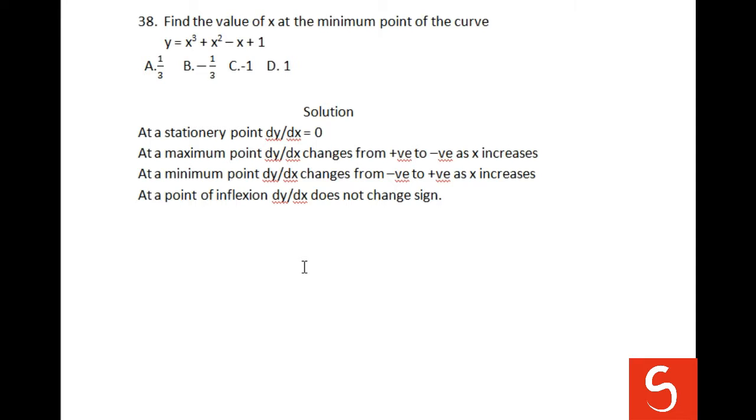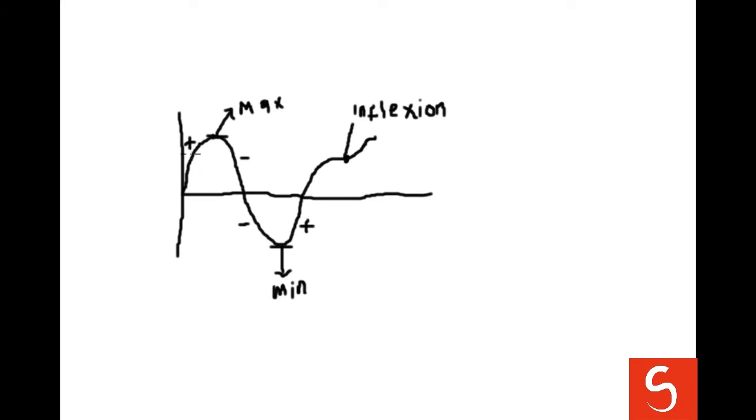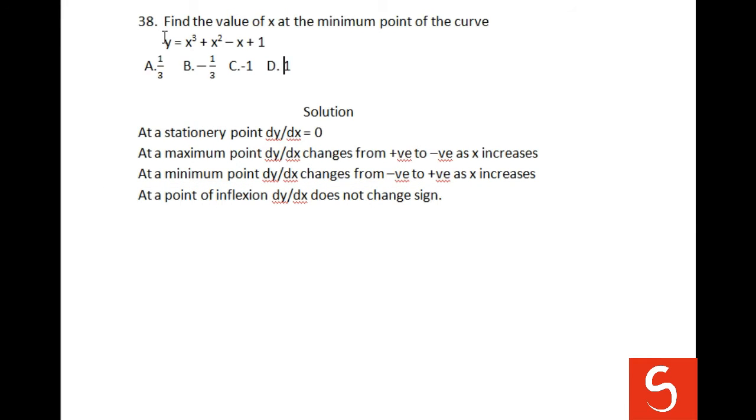At that point where the thing stops and starts coming down, dy/dx is equal to 0. At the maximum point, dy/dx changes from positive to negative, and at minimum it changes from negative to positive. But at the point of inflection, the sign does not change. So let's find the value of x at the minimum point of the curve.